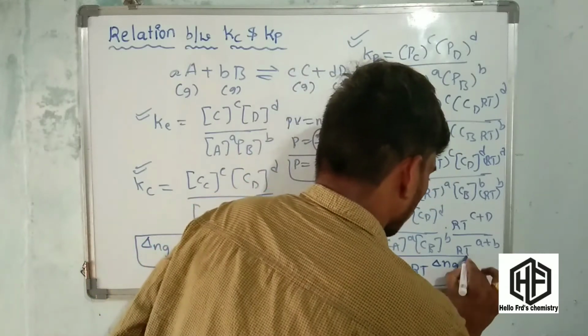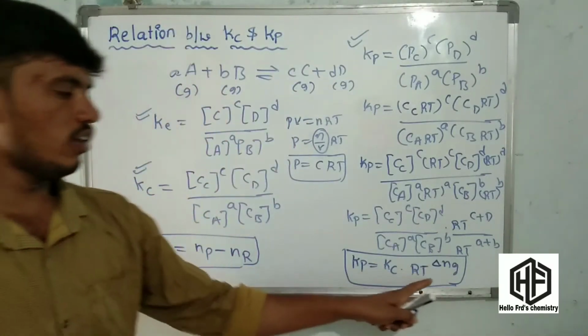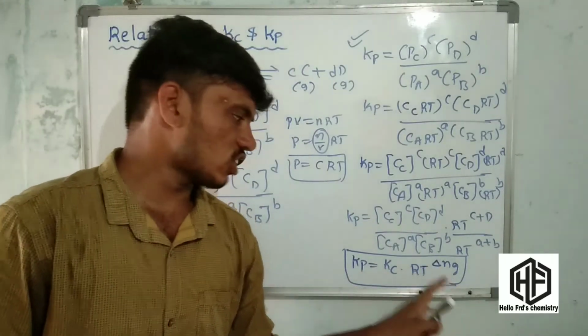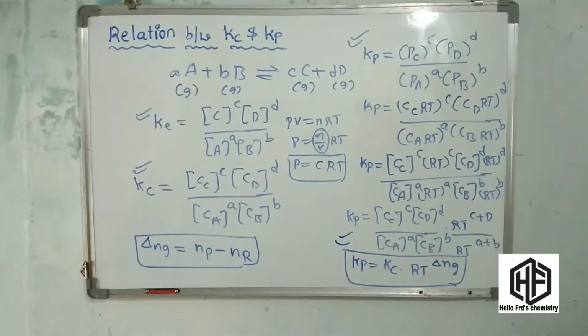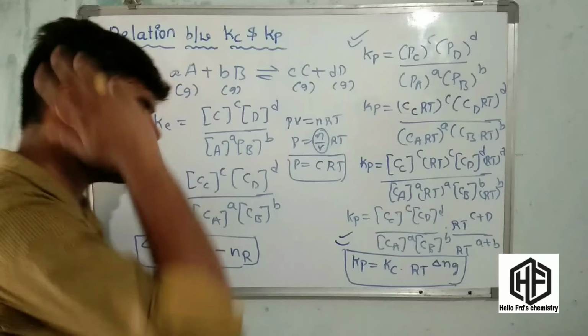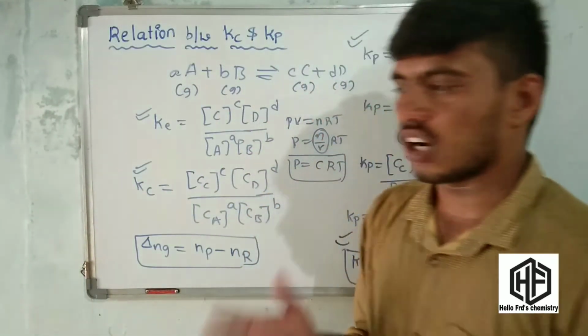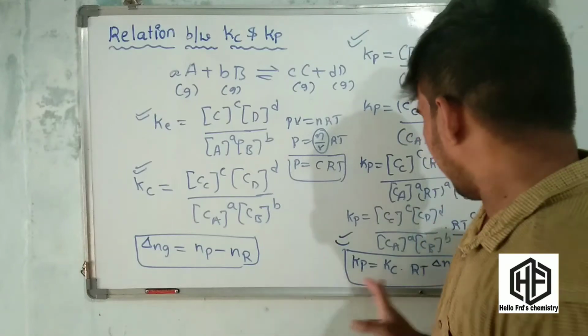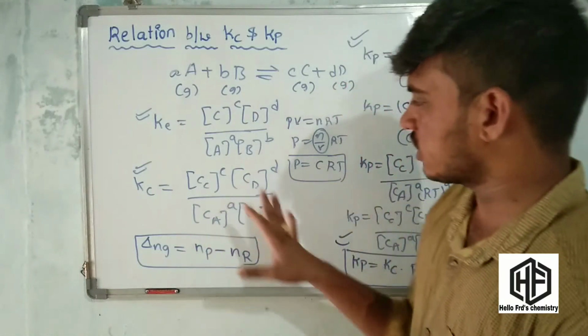This Kp is equal to Kc into RT whole power of delta Ng, which is also called the relation between Kp and Kc. This is used for many competitive exams. Now you have to find out the Kp, Kc and delta Ng values in some examples. This is clear, friends.